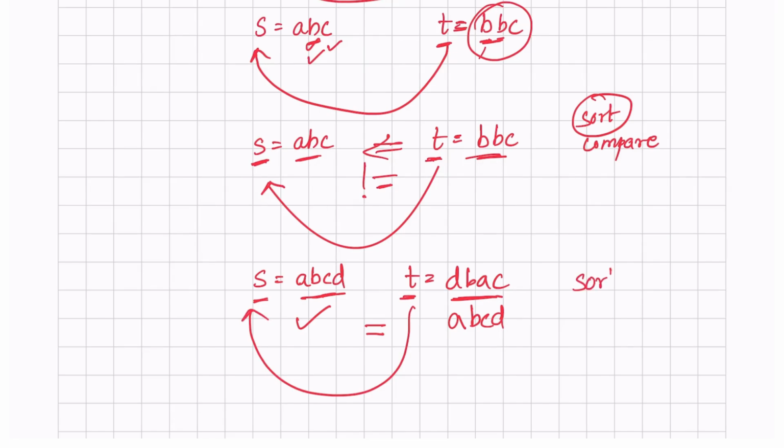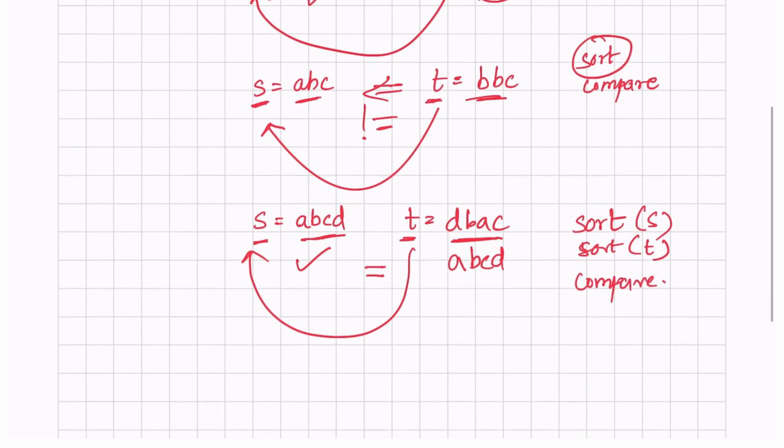So the brute force approach would be to sort both of your input strings, sort S and T, and then do a compare. That's the brute force approach. Now, if you think about it, the fastest sorting algorithm can give you a time complexity of n log n. So that would be your brute force time complexity. And I think the space, at least in C++, is big O of one. You end up using constant space.